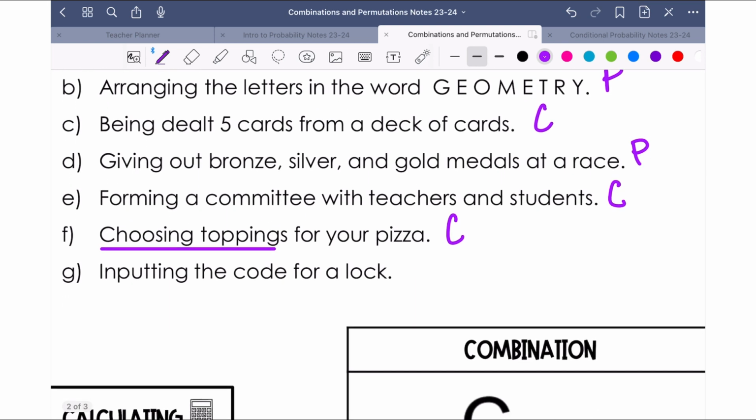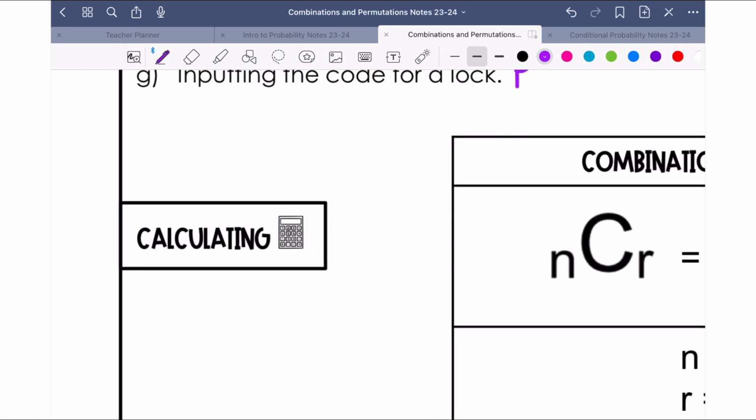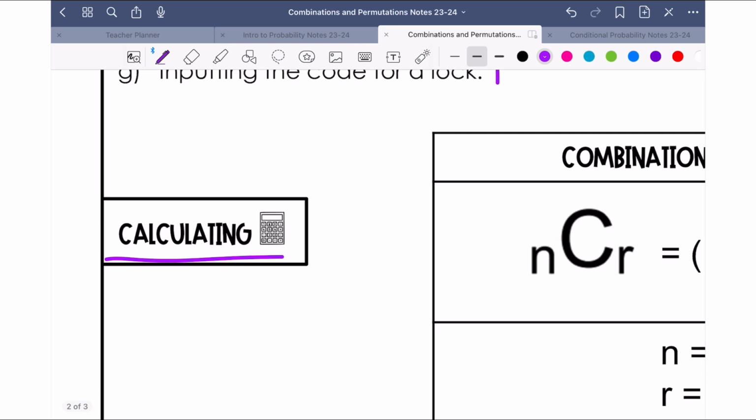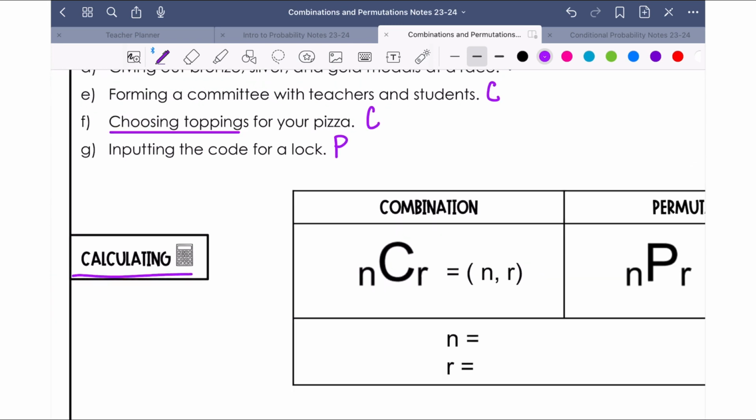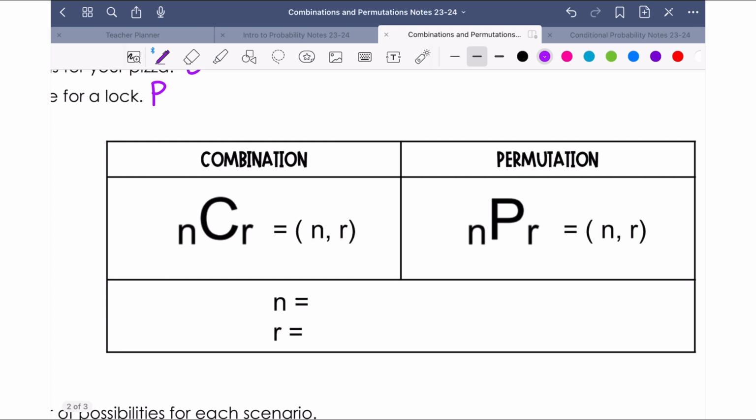What about inputting the code for a lock? Of course, if you don't put the right code, then it won't unlock. So the order does matter. So that's a permutation, okay? Now, what is the point of all this? We're going to be calculating all the different combinations and orders that we can do stuff. So for combination and permutation, we're going to be using the calculator to find that number.